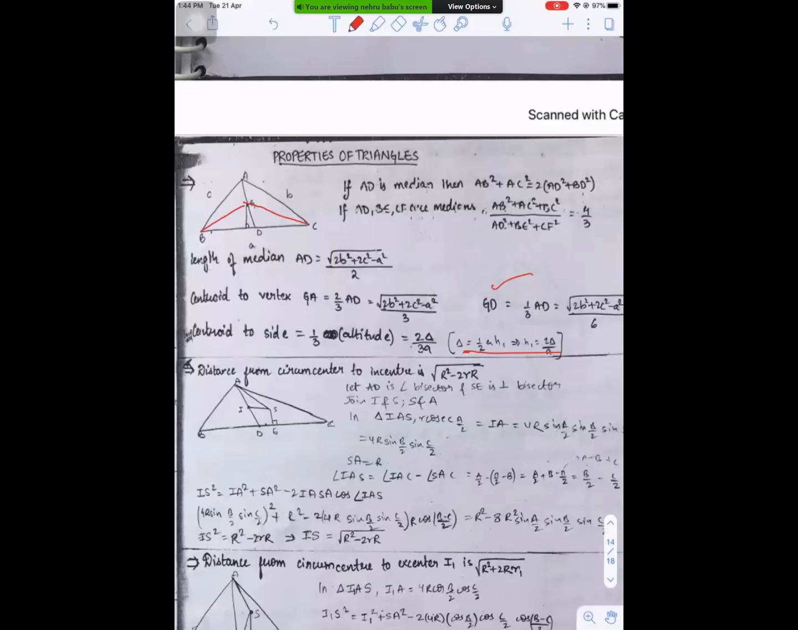And here one more thing, the incenter result related to this: the length of the angle bisector is also important. What is the AD length? It is 2bc/(b+c) times cos(A/2). Yes, this result you also have to remember.